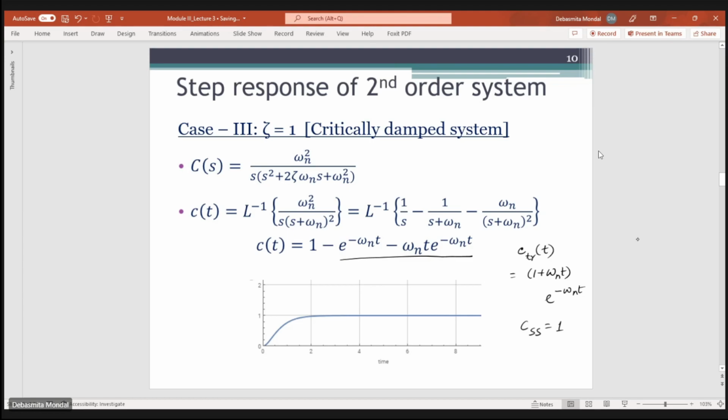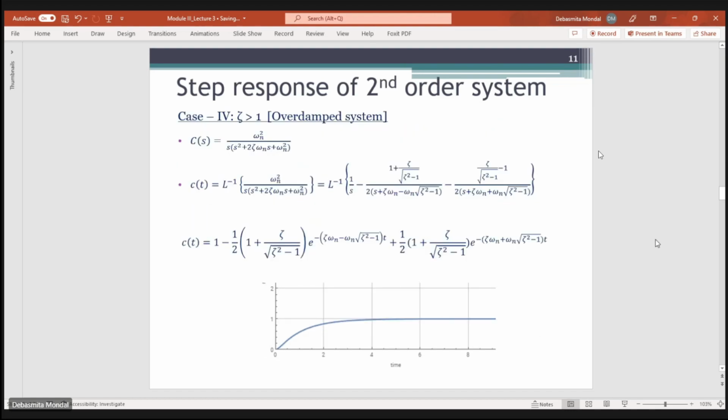So the system will start from 0. It will no longer have any peaks or any kind of oscillations. It will straight away follow an exponential curve and reach its steady state value, which is equal to 1. And for an overdamped case where the value of zeta is greater than 1, a similar kind of response will be followed. It's just that the time taken by the response to reach the final value, or the steady state value, is more in the case of an overdamped system.